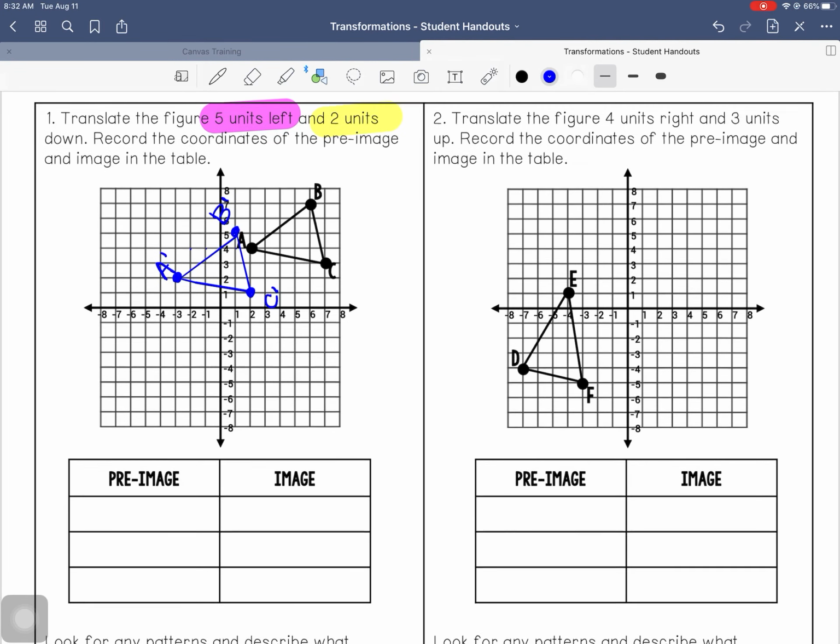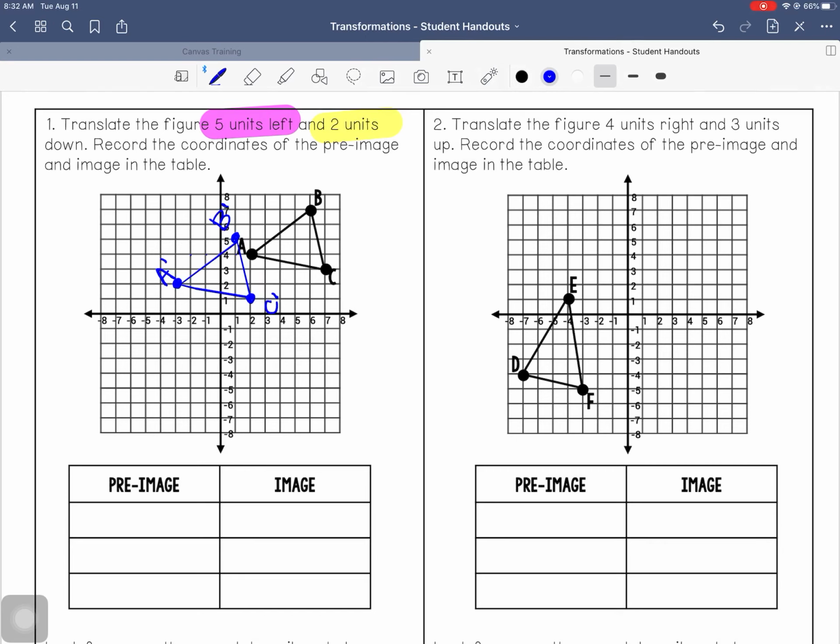Now we're going to practice writing our coordinates. The pre-image is the one that does not have the prime marks. A is going to be 1, 4. B is at 2, 4. C is at 7, 3.